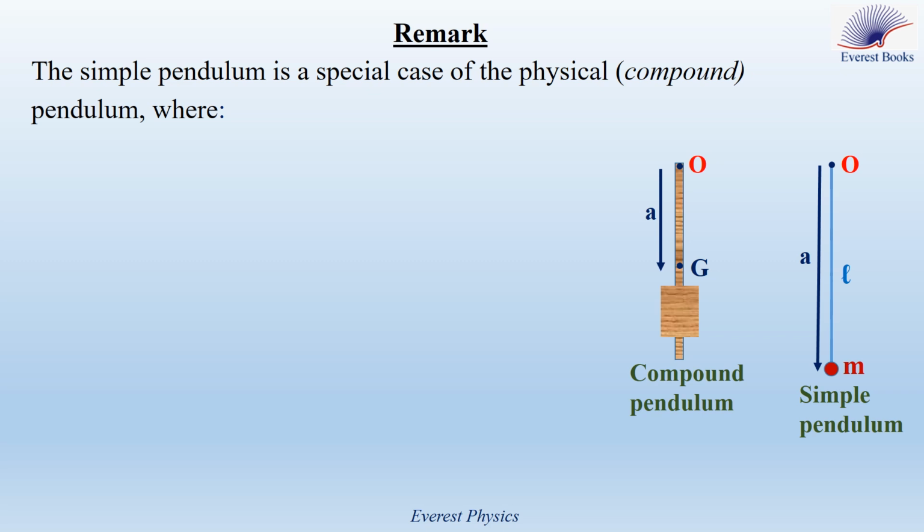Remark: the simple pendulum is a special case of the physical or the compound pendulum. Observe these two pendulums. The distance between O and the center of mass G of a compound pendulum is denoted by a. This distance in a simple pendulum is always equal to the length of the string, since the center of mass of the simple pendulum coincides with the position of the particle. So, OG, which is equal to a, is always equal to L in a simple pendulum.